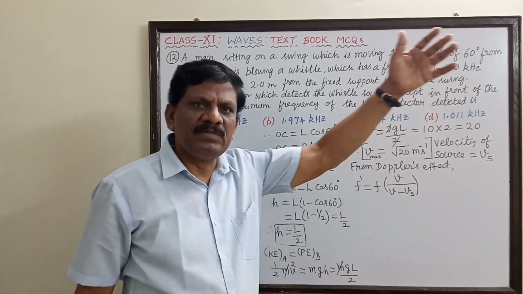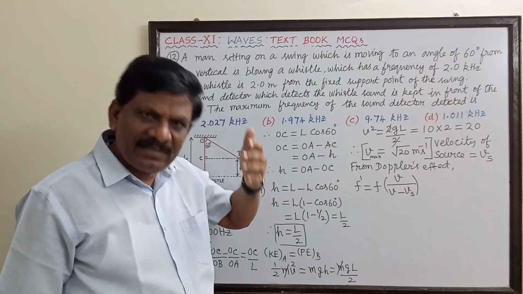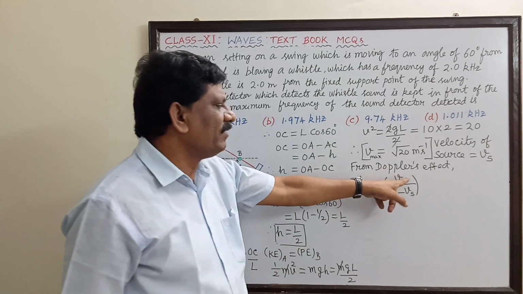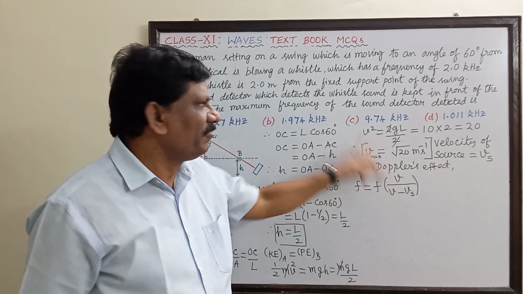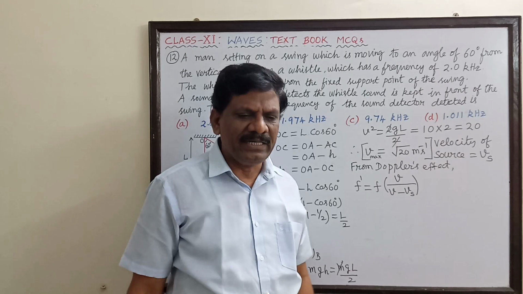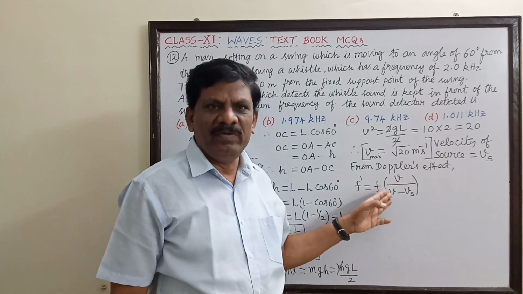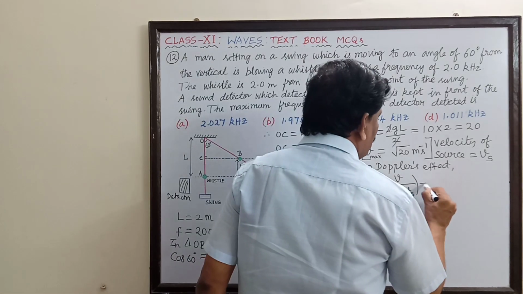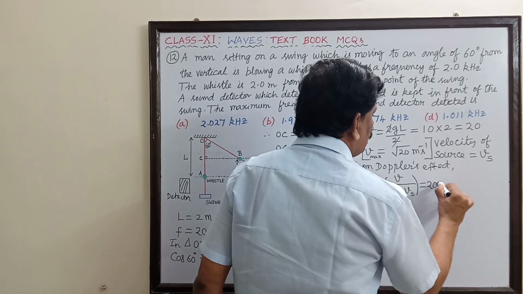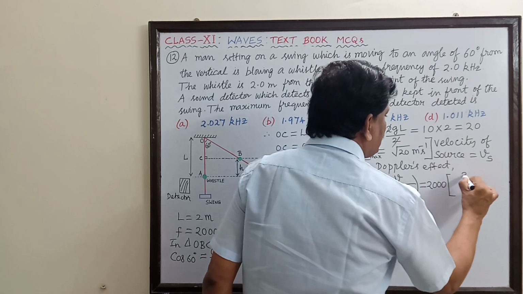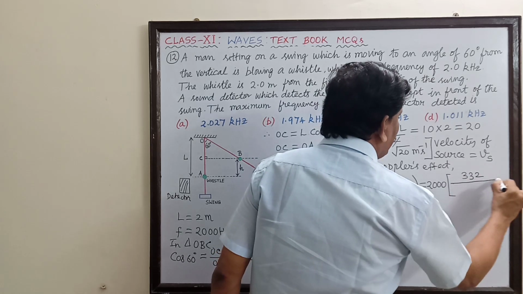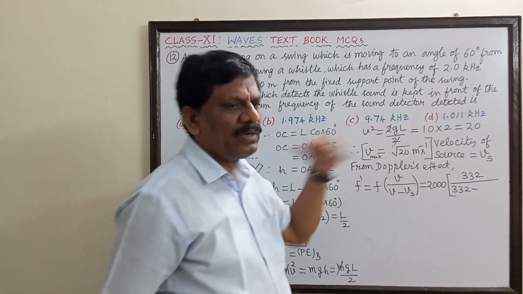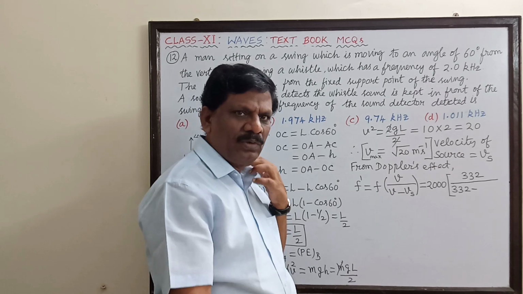So when the source, meaning the whistle, is approaching the observer, that is the detector, this is the expression we have to use. V is the velocity of sound in air. If the value is not given, the standard value 332 we have to take. So we will use the calculator to find the calculation, understand that. So F dash is equal to 2000 into the velocity of sound, taken as 332, divided by 332 minus the velocity of the source, which is square root of 20. So using the calculator now I will find out the value.